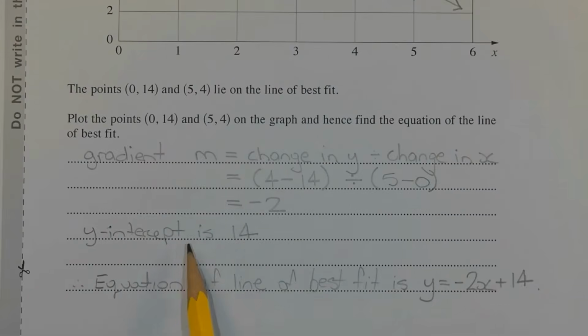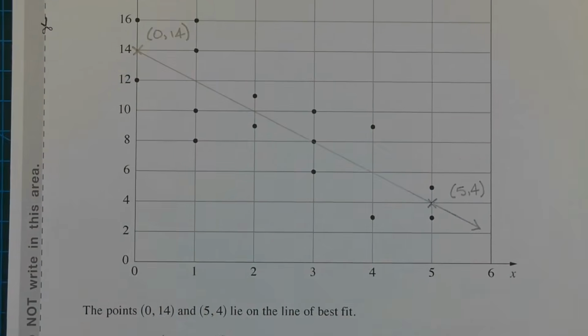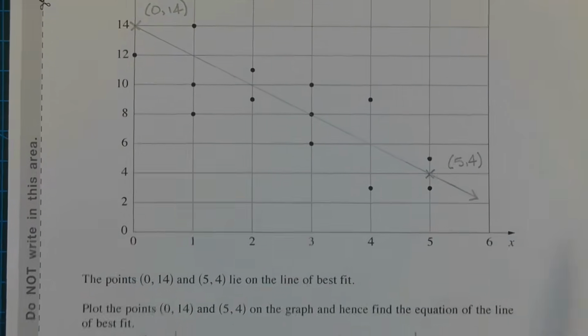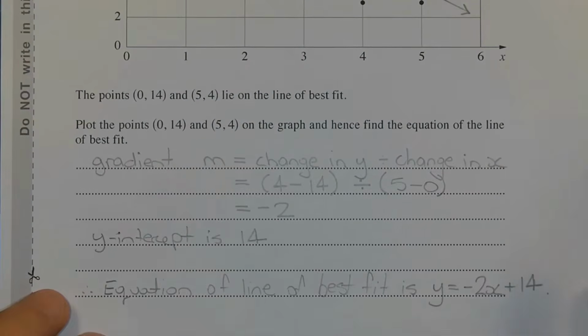Now the y-intercept is 14, which we saw earlier. Actually, just going back to the graph, that's it there. So combining the gradient and the y-intercept, we get the equation of the line of best fit is y equals negative 2x plus 14.